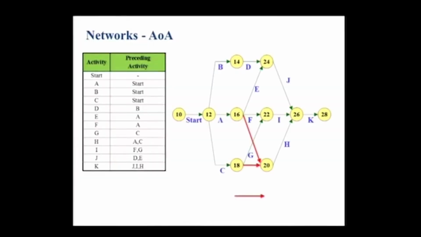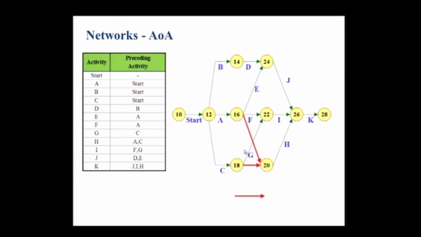Done? We'll just take a look at the network, and you can compare what you have had with what is here. So this is, you can see there's a start, you have activity A, B, C succeeding the start, you can see activity D is after B, E, F. So E is after A, F is also after A, and activity G is after C.